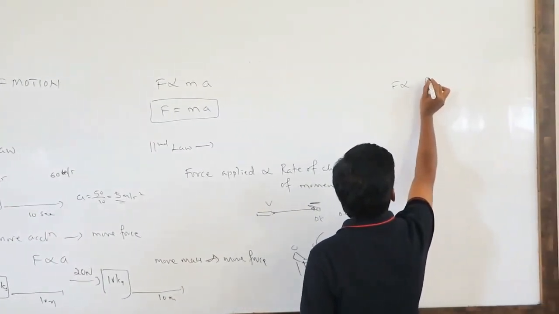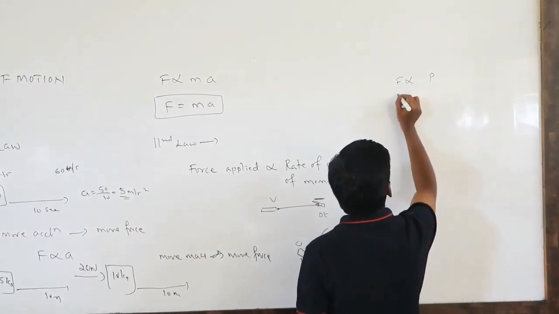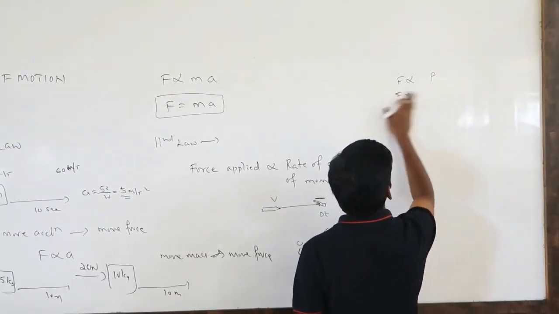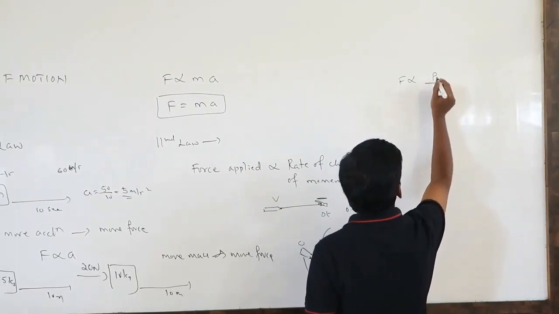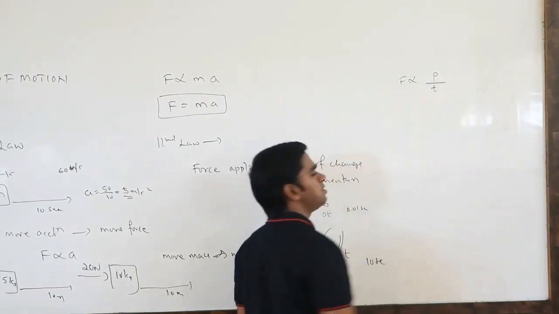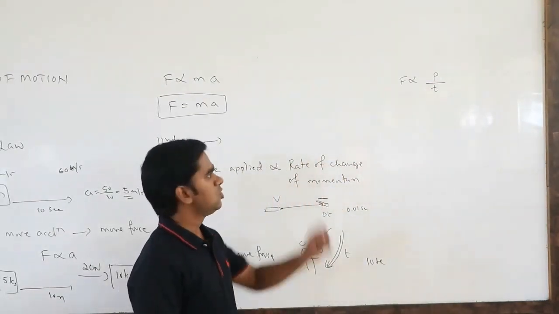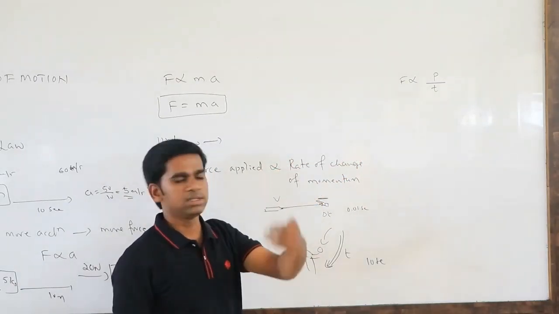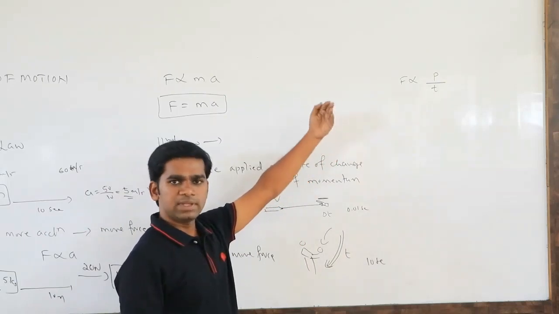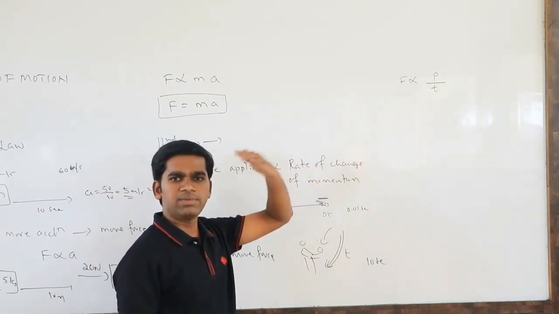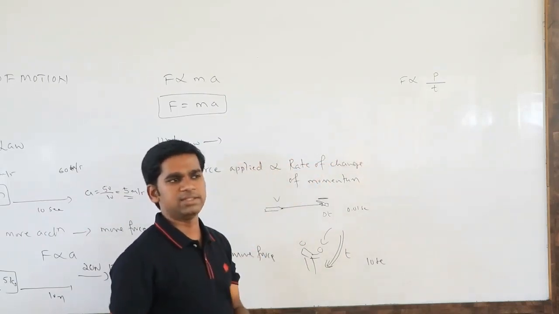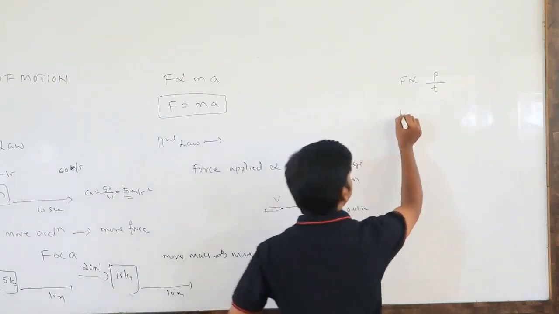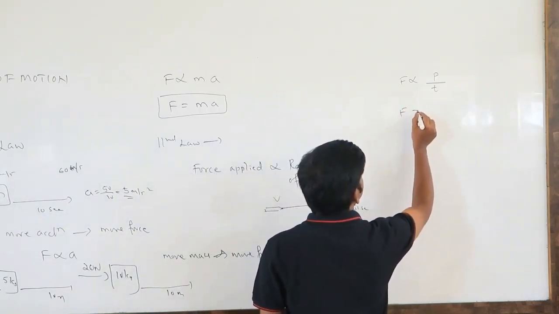proportional to what? Change in momentum, and your force is inversely proportional to time, or you can say it is the rate of change of momentum. That is momentum divided by time. Short time, more hurt. Long time, what will happen? It will hurt you less. So that is why we can write force is proportional.